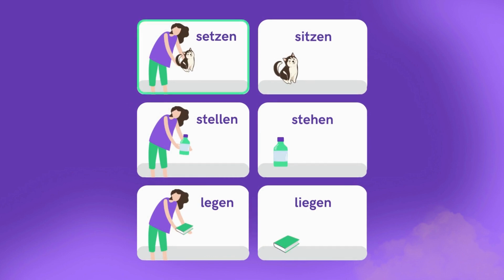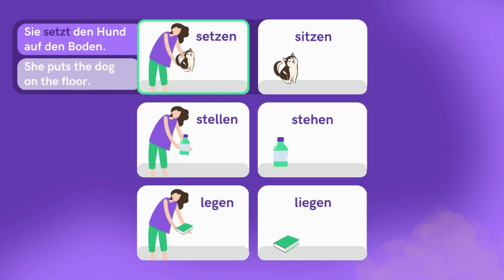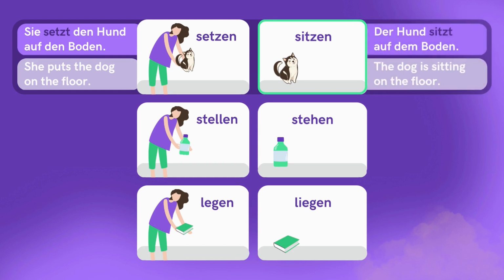In the first image, we can see a girl holding a dog in her hands before putting it on the floor. In this instance, we use the verb setzen. Sie setzt den Hund auf den Boden. However, in the second image, the dog is already seated on the floor and remains there. For this situation, we use the verb sitzen. Der Hund sitzt auf dem Boden.